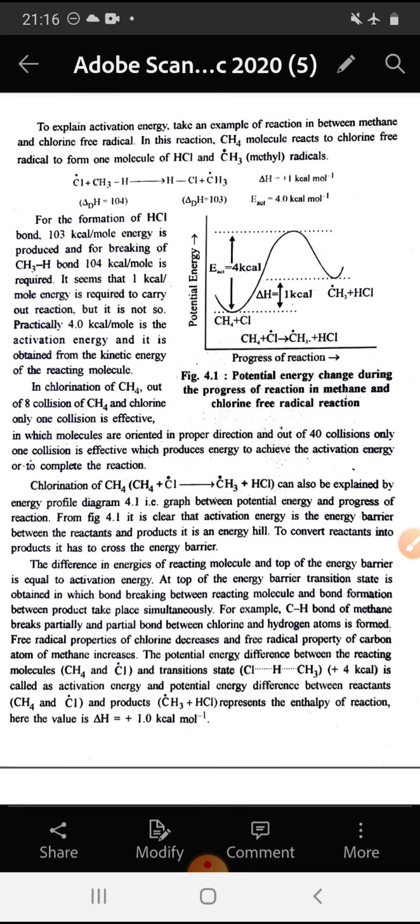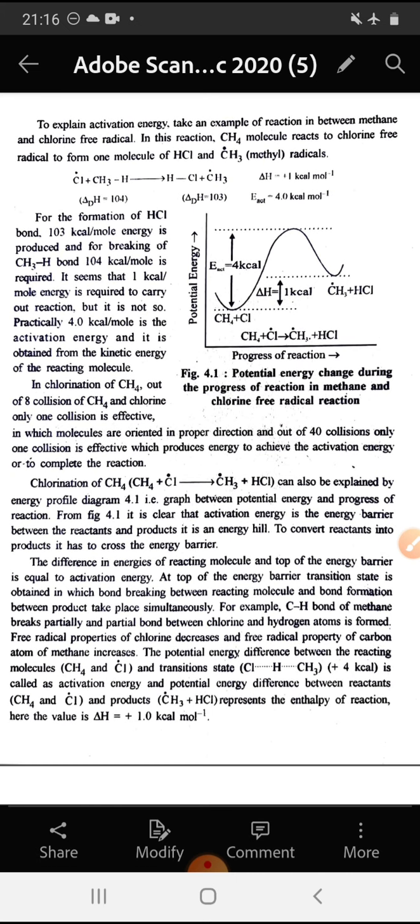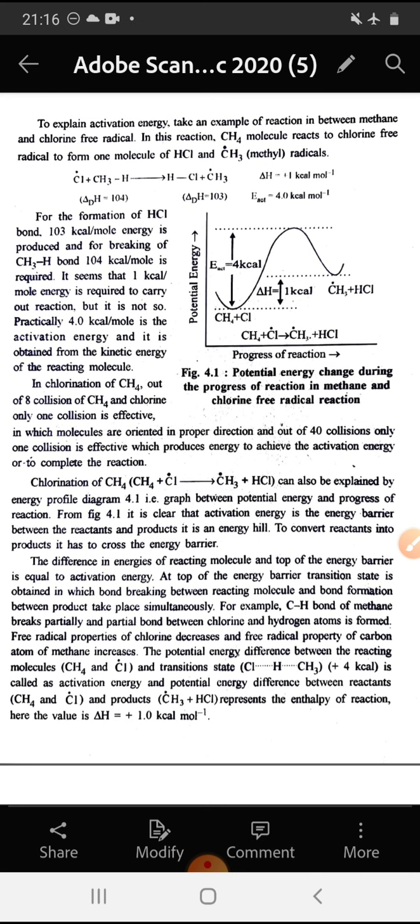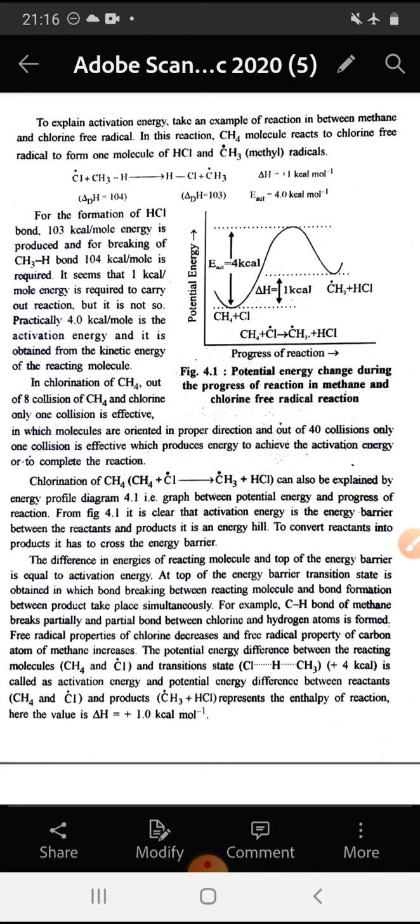Practically, 4.0 kilocalorie per mole is the activation energy, and it is obtained from the kinetic energy of the reacting molecules. In chlorination of methane, out of 8 collisions of methane and chlorine, only one collision is effective, in which molecules are oriented in proper direction, and out of 40 collisions, only one collision is effective, which produces energy to achieve the activation energy or to complete the reaction.